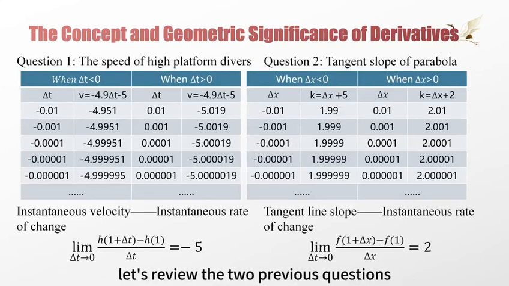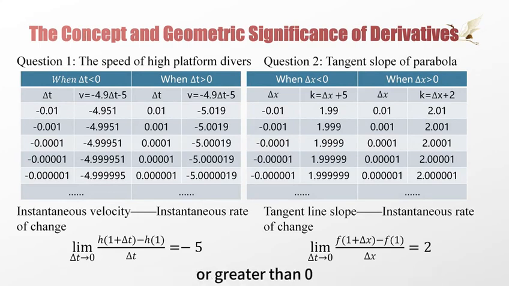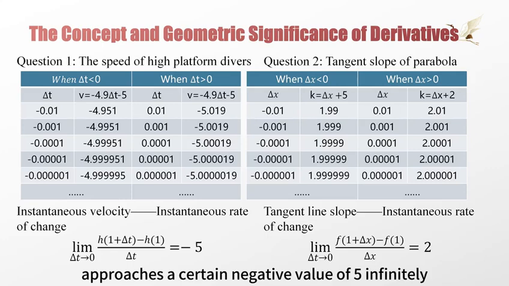Let's review the two previous questions. In problem 1, regardless of whether delta t is less than or greater than 0, when delta t approaches 0 infinitely, the average velocity v bar approaches a certain negative value of 5 infinitely.